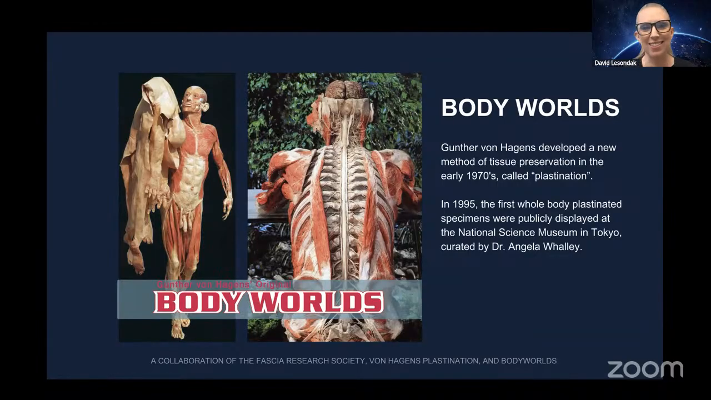And this didn't start yesterday. It was actually in the early 1970s when he first developed this method, but it took until 1995 that they figured out how to apply it to whole bodies, which is when the first plastinated specimens were publicly displayed at the National Science Museum in Tokyo.